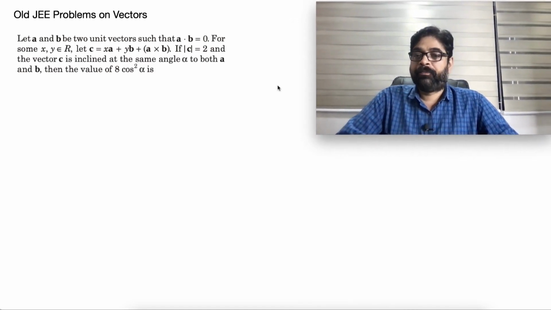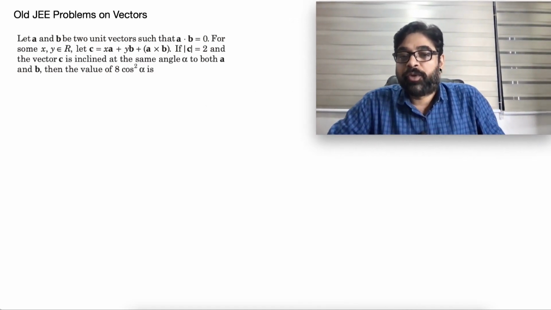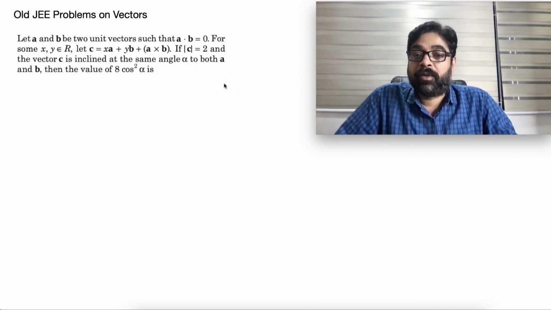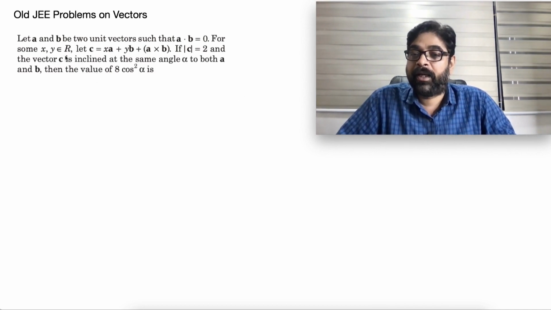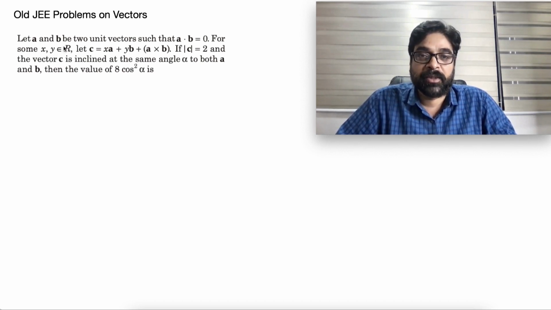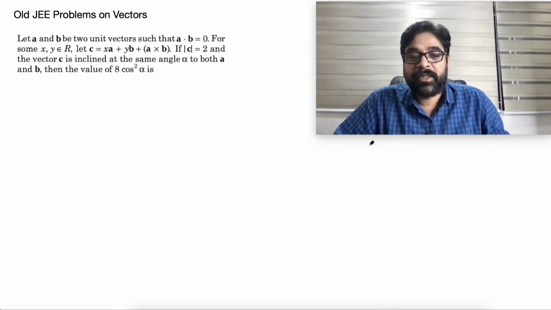Let's check this question. Let A and B be two unit vectors, A dot B equal to 0, and x, y belong to the real numbers. Remember, I have seen that many students don't bother about this kind of information. This is a very important information. Whatever information is given about A and B, just keep on writing.